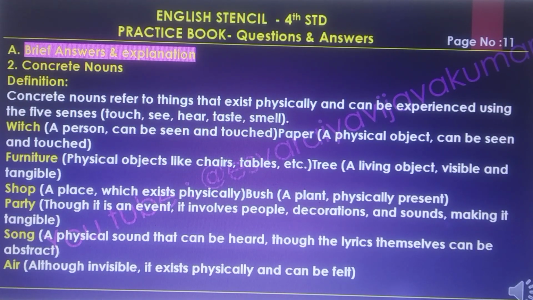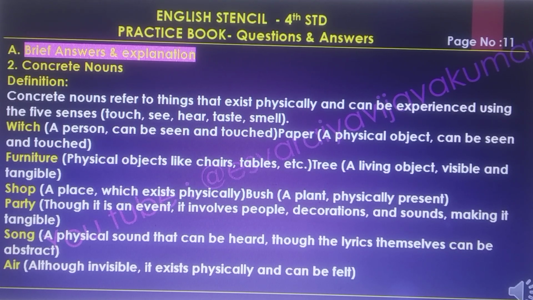The concrete noun definition: concrete nouns refer to things that exist physically and can be experienced using the five senses: touch, see, hear, taste and smell. Witch, a person who can be seen and touched. Paper, a physical object, can be seen and touched. Furniture, physical objects like chairs, tables, etc. Trees, a living object, visible and tangible. Shop, a place which exists physically. Bush, a plant physically present. Party, though it is an event, it involves people, decorations and sounds, making it tangible.